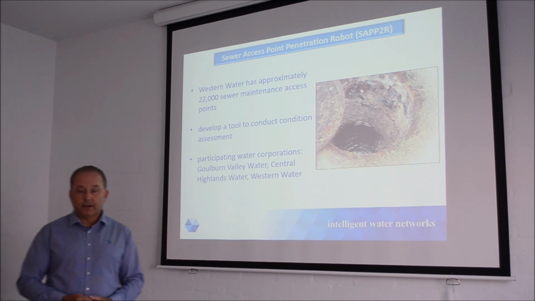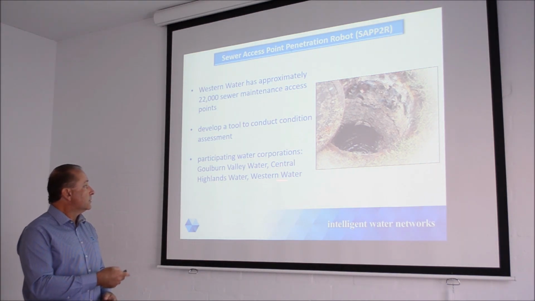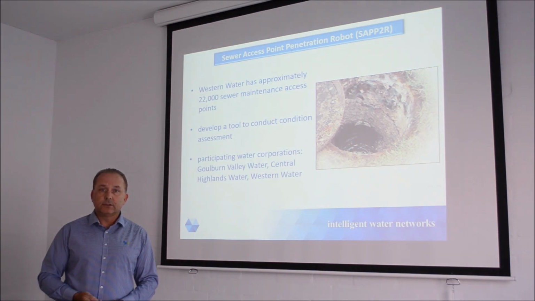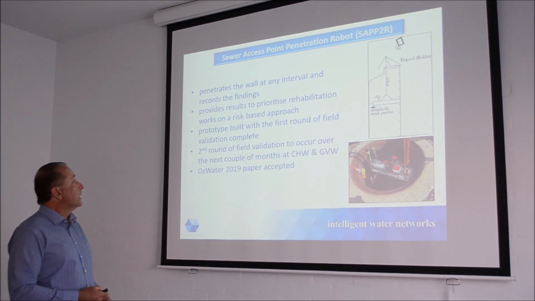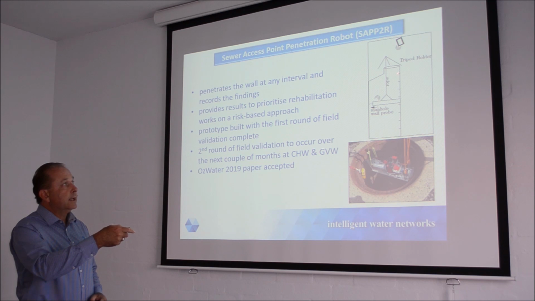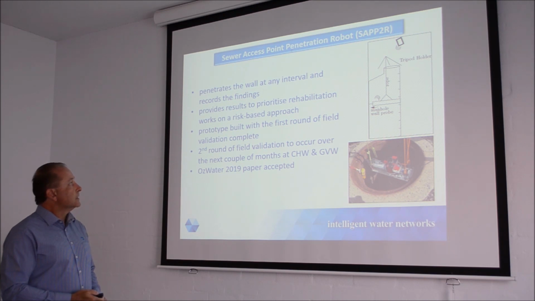So that could be relining. So we've got a few organisations that are interested in this: Golden Valley Water, Central Highlands Water and Western Water. We've conducted a couple of field trials and we've still got a few more to go. So how the device works is that we lower it into the access point and it can penetrate the wall on any frequency. You just lower it down and test the wall of the access point.